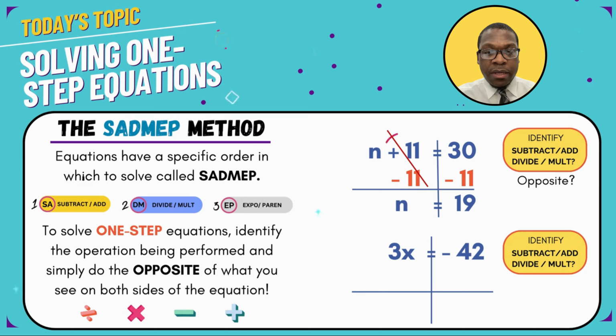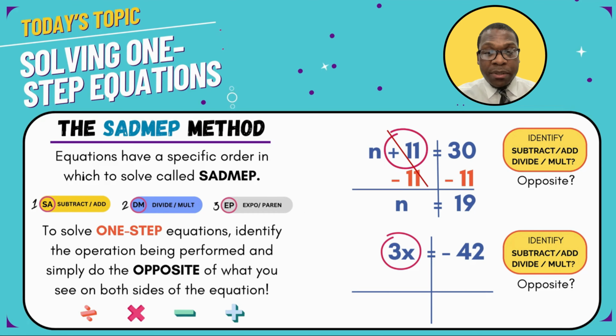So we have 3x equals negative 42. And we should see in the problem, right here, multiplication. 3 next to a letter, or any number next to a letter, means multiplication. So 3 times some number equals negative 42. So now that we know that it's multiplication, well, what's the opposite of multiplication? The opposite of multiplication is division.